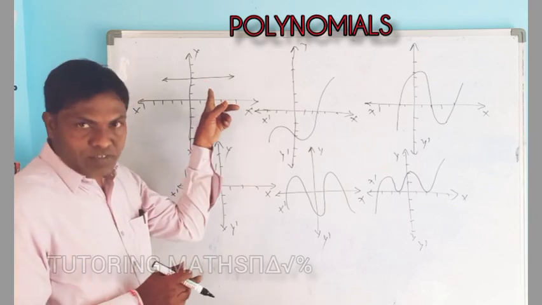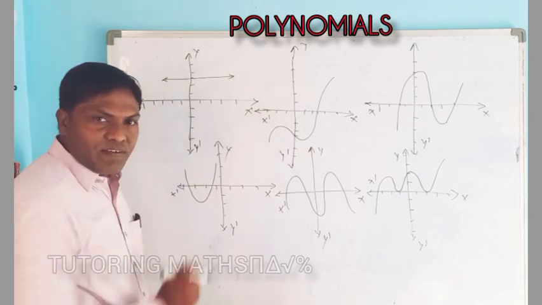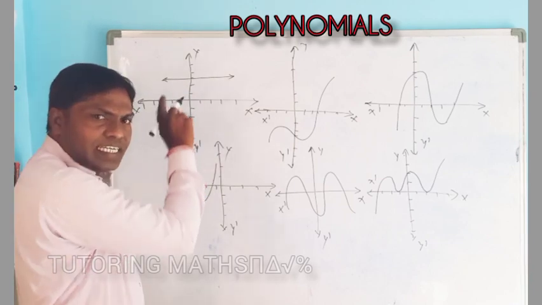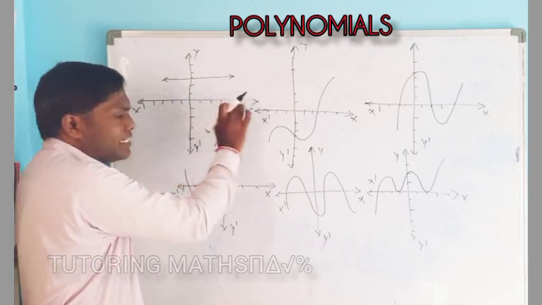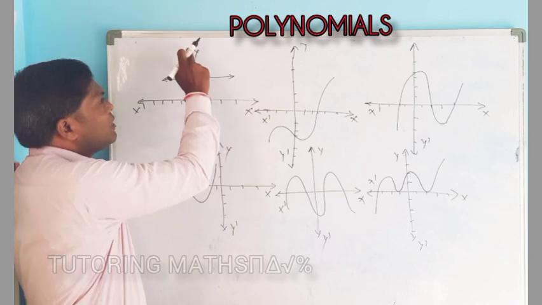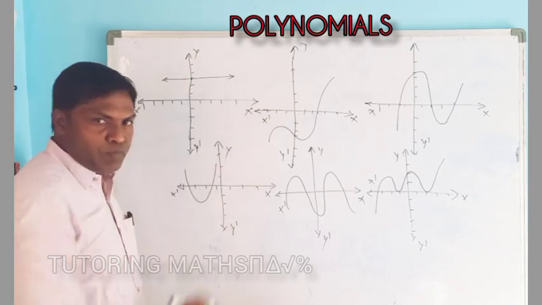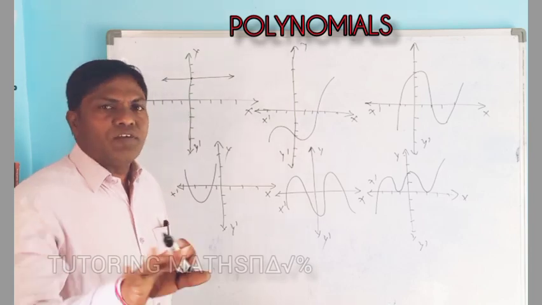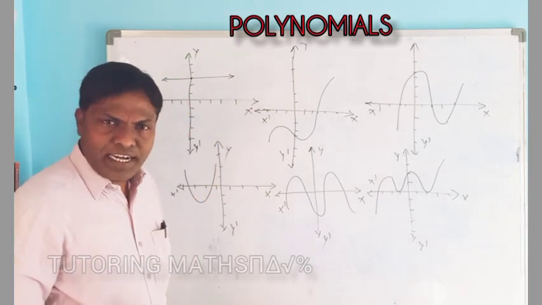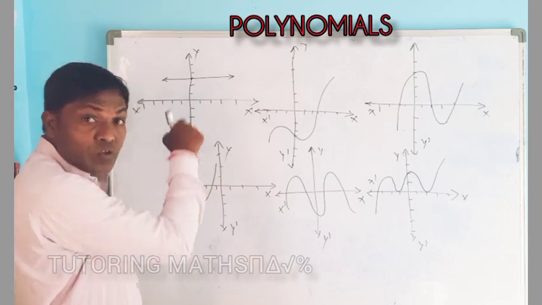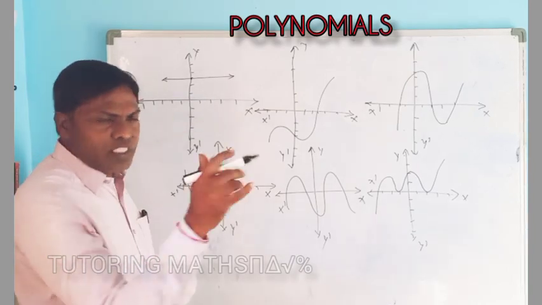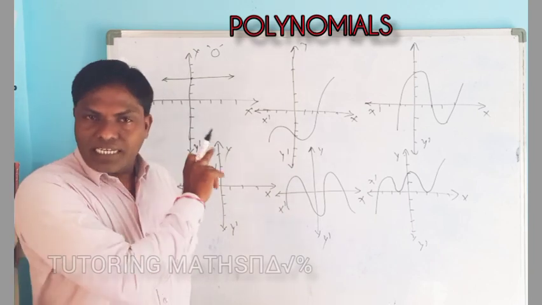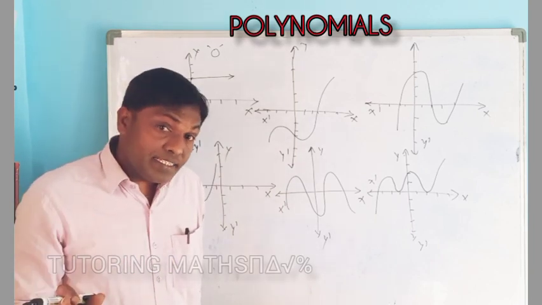Now let's see the first one. Here this is the graph. Is it intersecting the x-axis? This is the x-axis, and it is intersecting only the y-axis at this point. It is not at all intersecting the x-axis. Therefore, it doesn't have any zero. How many zeros does this graph have? No zero. Therefore, the answer is 0. This graph doesn't have any zeros.